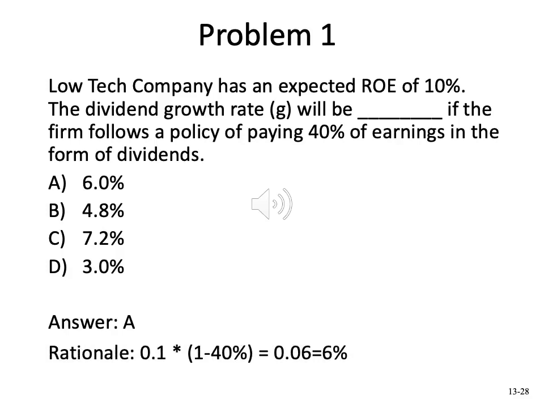Now let's do some exercise. Low-tech company has expected return on equity 10%. The dividend growth rate G will be what if the payout policy is 40% of the earnings will be paid out as dividend. So the growth rate G will be return on equity 10% times the plowback ratio, which is 1 minus 40% dividend payout ratio.